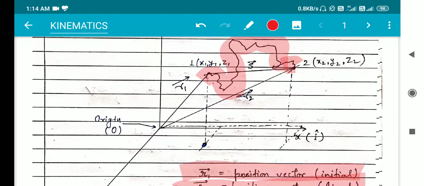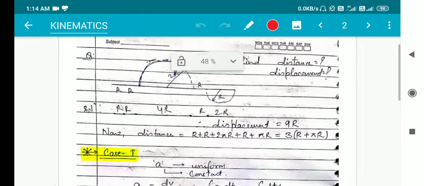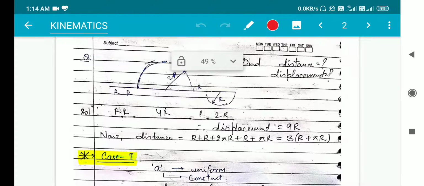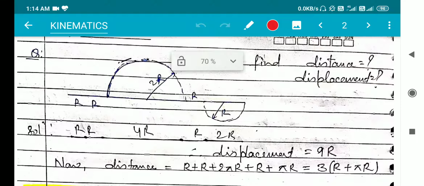Let me go to the next page. There is a question where we have to find the distance or displacement. The question is given with two distances, that is r, and again the particle, I mean the insect, moves in a semicircular shape having radius 2r.